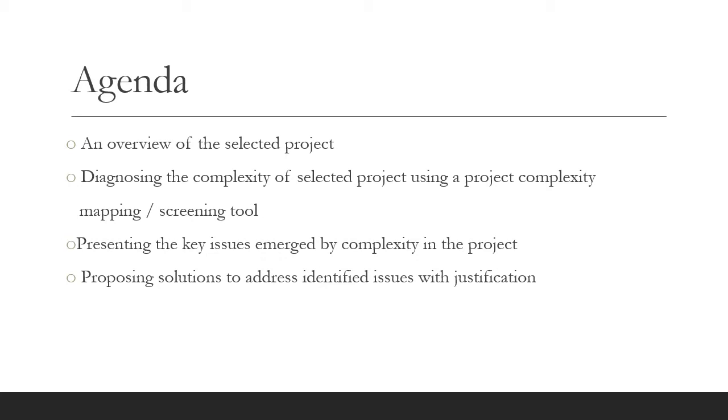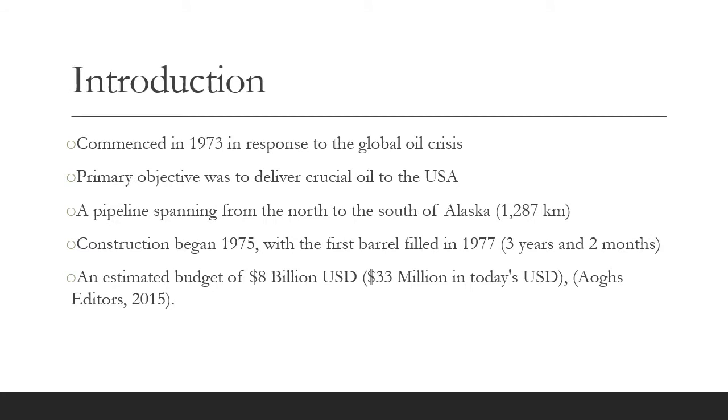Then we will break down the project even further by highlighting the key issues which emerged due to the complexity of the project. After the identification process, there will be an analysis of how we would tackle the complexity in the project with justifications through various sources. The project we have selected is the Trans-Alaska Pipeline.